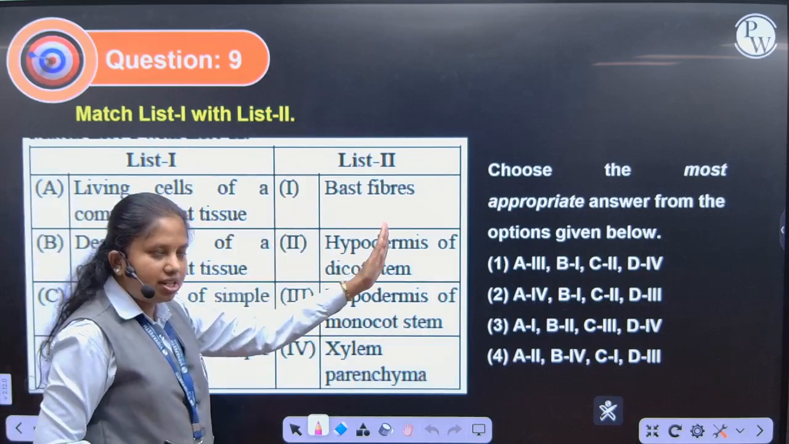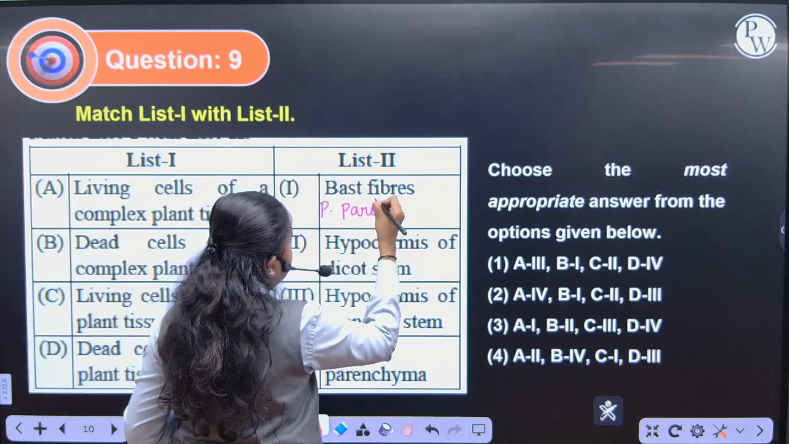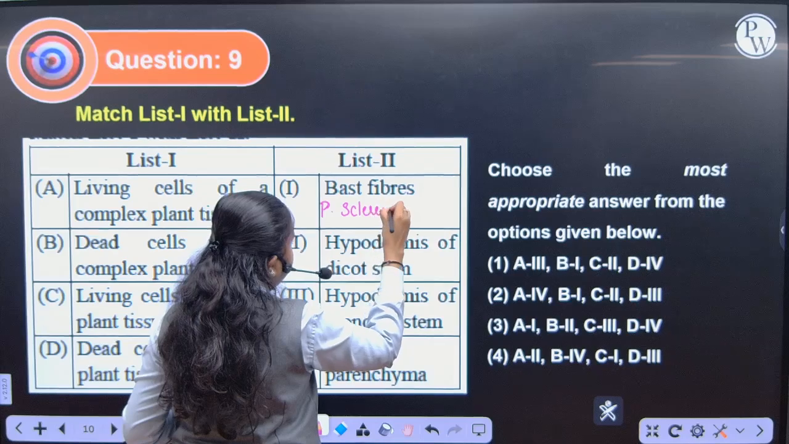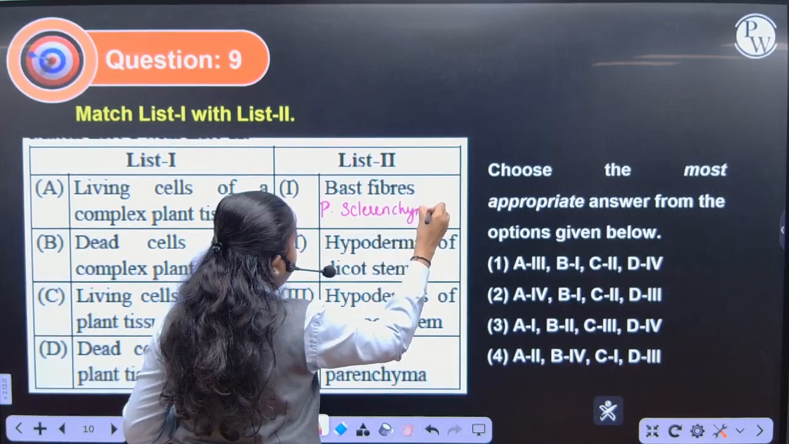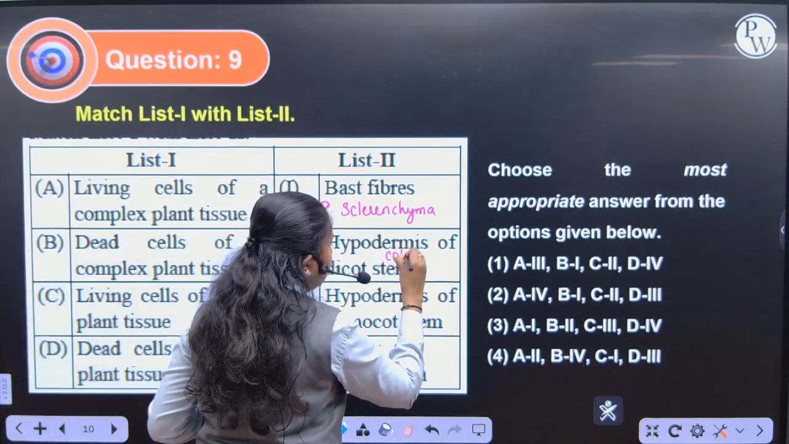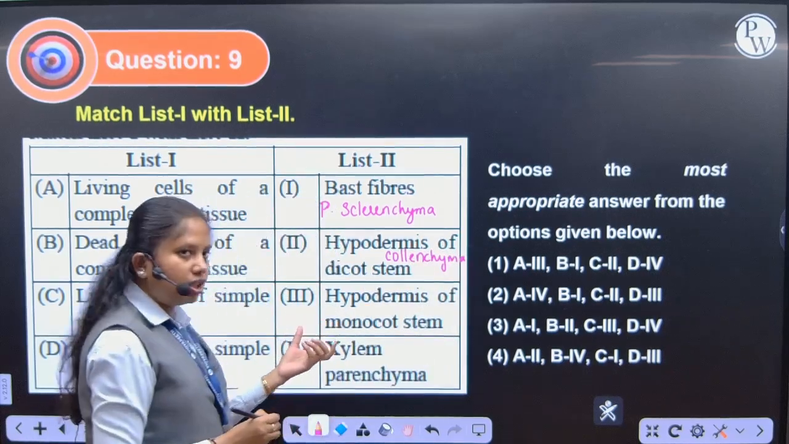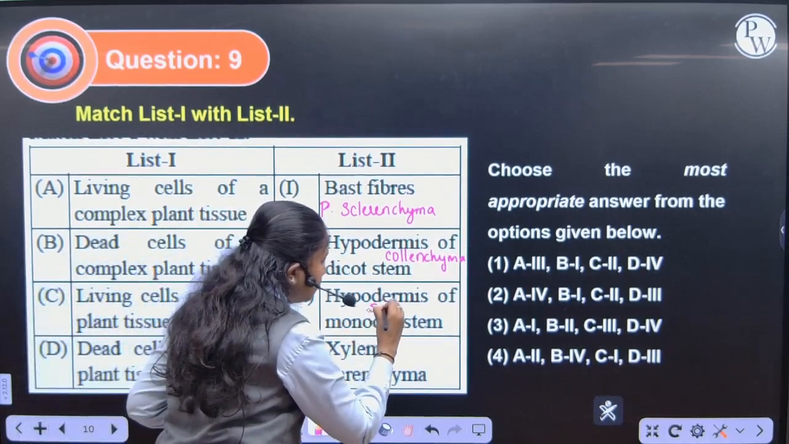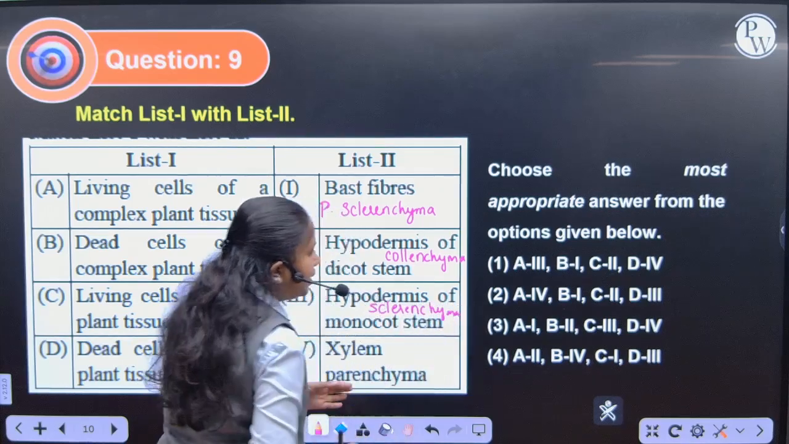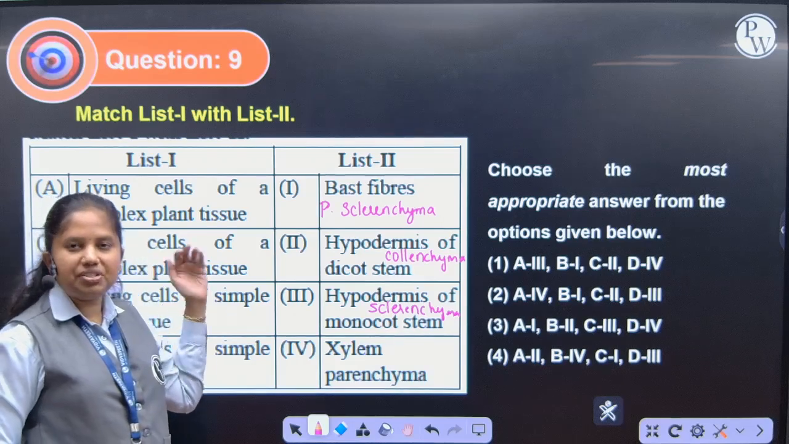So we'll start with list 2 here. Bast fibers are nothing but phloem sclerenchyma, or phloem fibers. Then we have hypodermis of dicot stem, which is made up of parenchyma. And then we have hypodermis of monocot stem, which is made up of sclerenchyma. And then finally we have xylem parenchyma. So when we talk about complex plant tissues, we have xylem and phloem only.